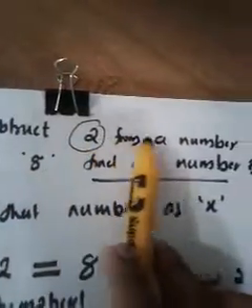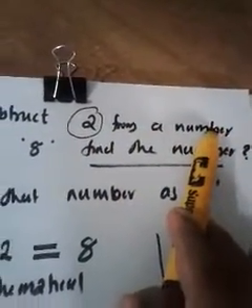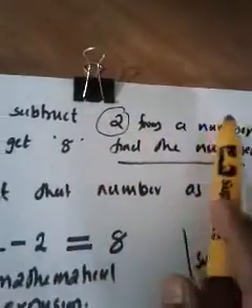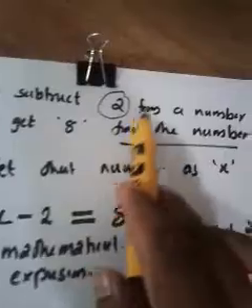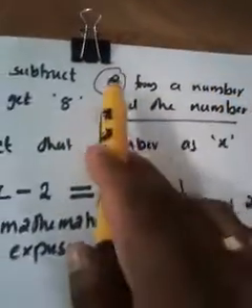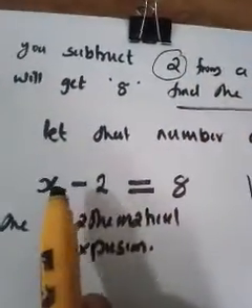Why? Subtract 2 from that number. That number we mention as x. So how can we write subtract 2 from that number mathematically? As I told you, subtract 2 from 20, how can we write 20 minus 2? So subtract 2 from that number. That number we mention as x. So how can we write subtract 2 from that number? We can write it as x minus 2.